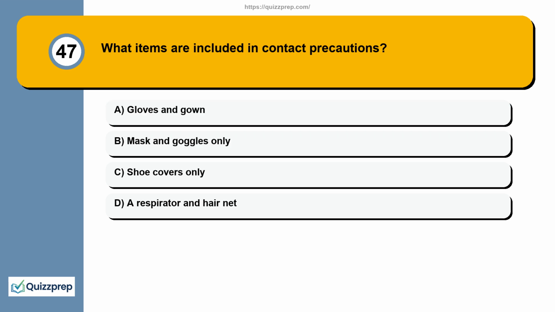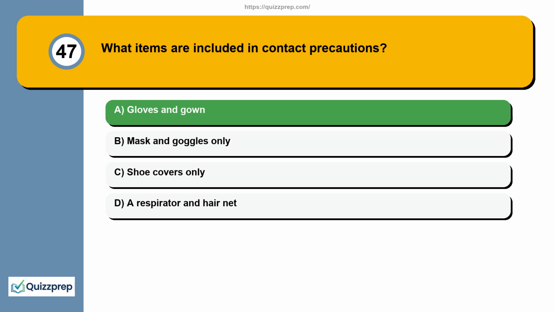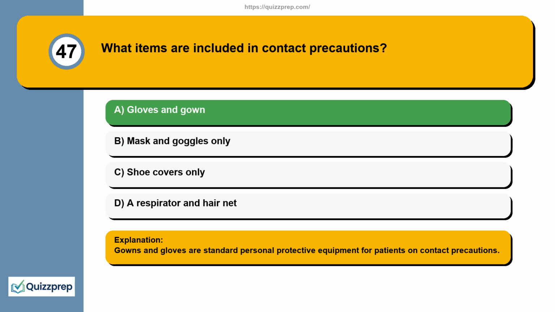Question 47. What items are included in contact precautions? Gloves and gown, mask and goggles only, shoe covers only, a respirator and hairnet. Gowns and gloves are standard personal protective equipment for patients on contact precautions.